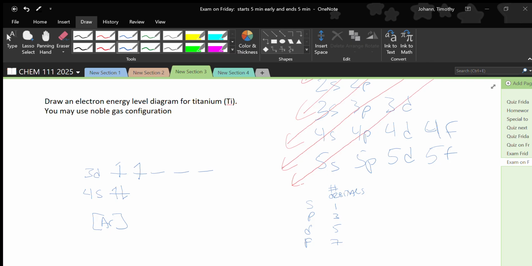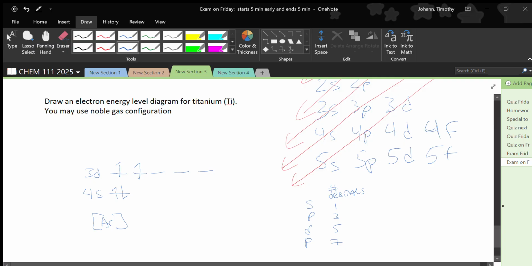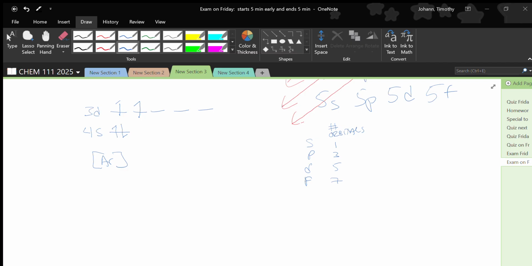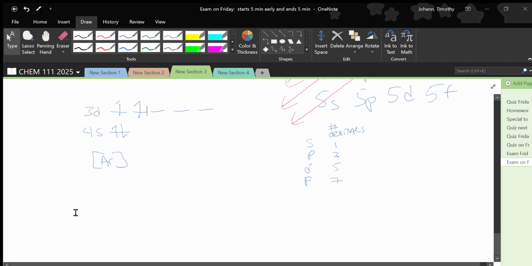Can you do another energy level diagram? Yeah, okay, great. So let's go ahead and do an energy level diagram for, let's do phosphorus. Actually, better yet, let's do oxygen. Do an energy level diagram for oxygen. You may not use noble gas configuration.